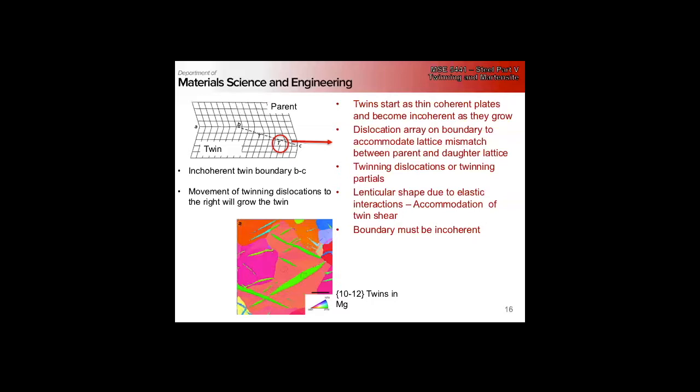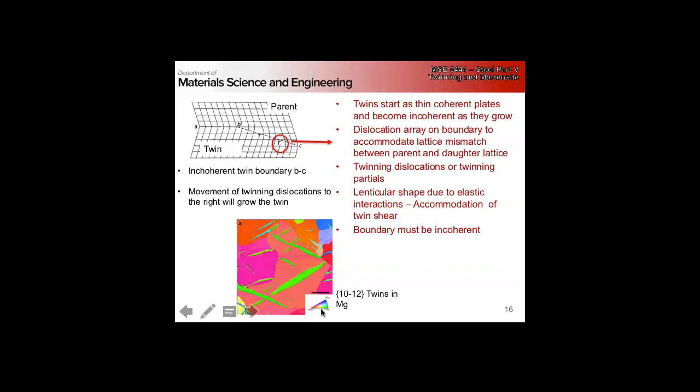They're generally not full dislocations. They're generally partials, right? And so if we look at this partial, if we move this dislocation this way, we're actually going to be growing the twin into the parent, right? So this is the twin down here. This is the parent. If we move this dislocation this way, and we look at how these bonds are broken and reformed, we actually see the movement of these dislocations is how we can grow the twins, right?